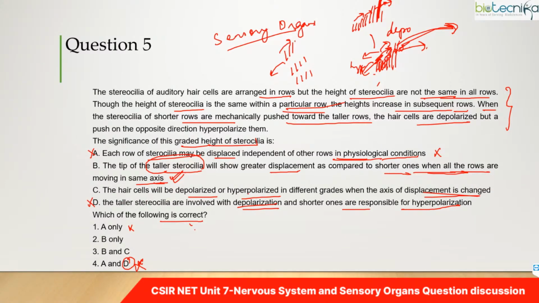The hair cells will be depolarized or hyperpolarized in different grades when the axis of displacement is changed. Yes. So when the displacement is occurring in a different axis, how much depolarization and how much hyperpolarization is occurring will also change, because the axis of displacement is being changed. Clear? So according to the statements mentioned here, B and C will be the right answer. Not just B, B and C both. Clear, Vanishri, Ruben? So the fifth question answer is option 3.